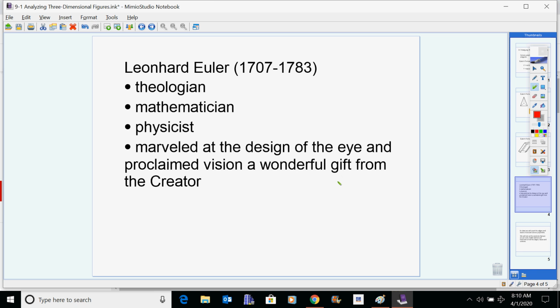One of the things he was famous for, the German prince, really, as I said, believed that education was important for everybody. He was, as I said, a Christian. He was fascinated by the design of the eye, and just as he began to study the various different aspects of math and science of the eye, he just marveled at it. This is just an impossible organ to have just come out of nowhere. And he proclaimed it as a wonderful gift from the Creator.